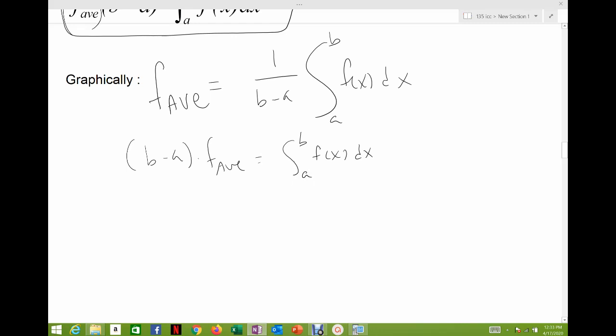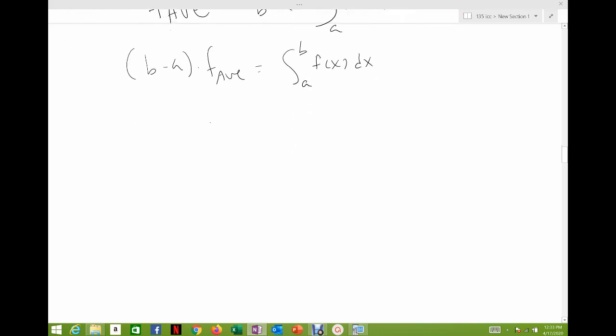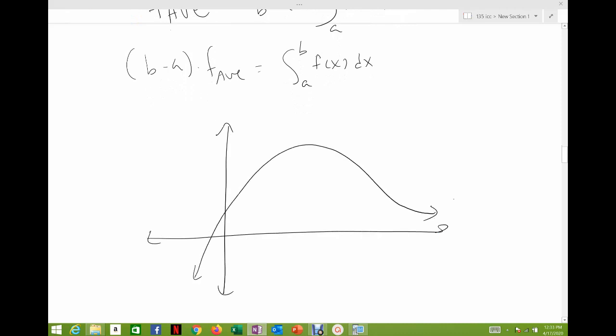All right, so what's going on graphically? It's always important to understand what's going on graphically. So suppose I have a function. Here's my function f of x, and I want to find the average value between a and b. So there's my a and b, and so this would be the distance we traveled. That would be b minus a. So if a was 2 and b was 10, we traveled 8 units. And that's the number out front.